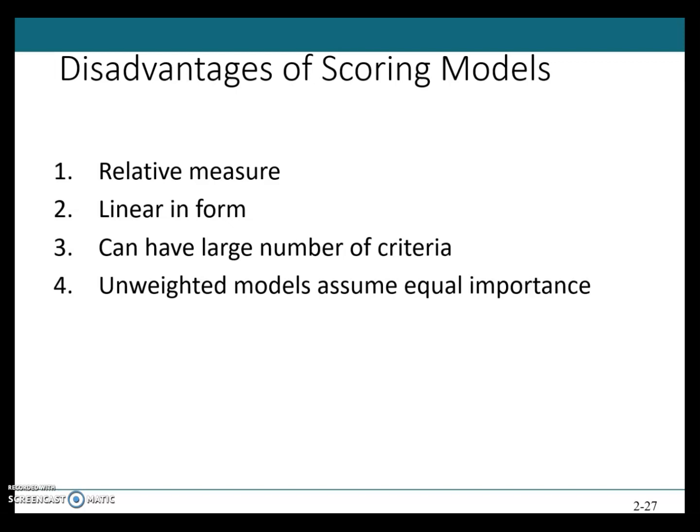The ease of use of these models is conducive to the inclusion of a large number of criteria, most of which may have such small weights that they have little impact on the total project score. And the unweighted scoring models assume all criteria are of equal importance, which is almost certainly contrary to the fact. And to the extent that profit or profitability is included as an element in the scoring model, this element has the advantages and disadvantages of the profitability models themselves.